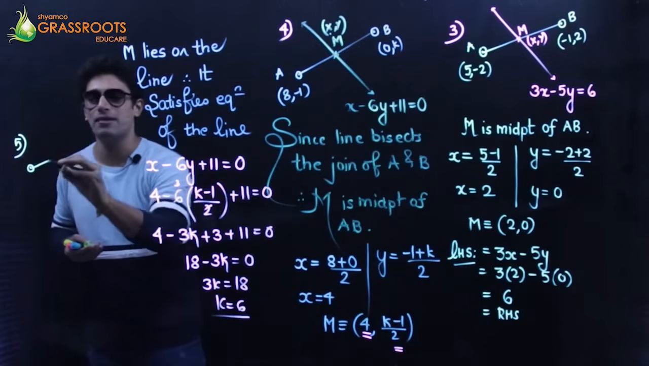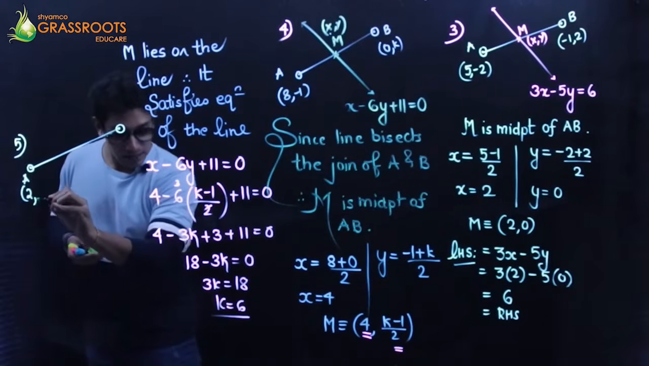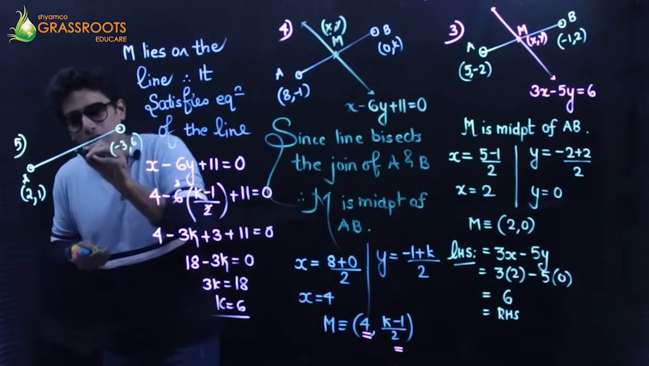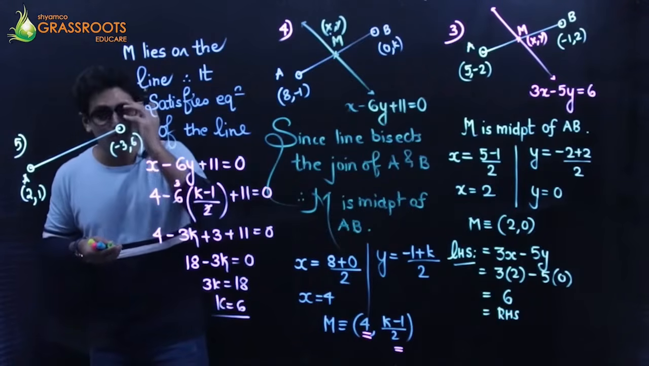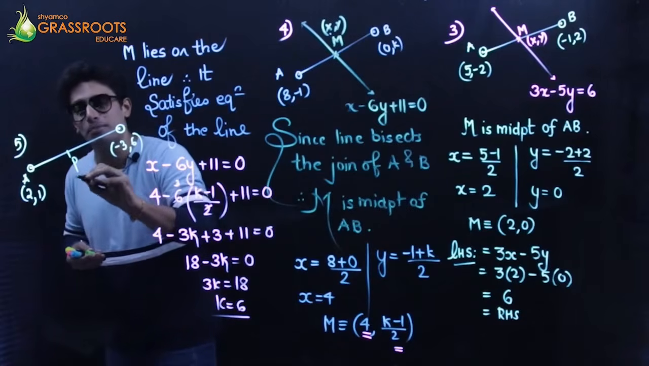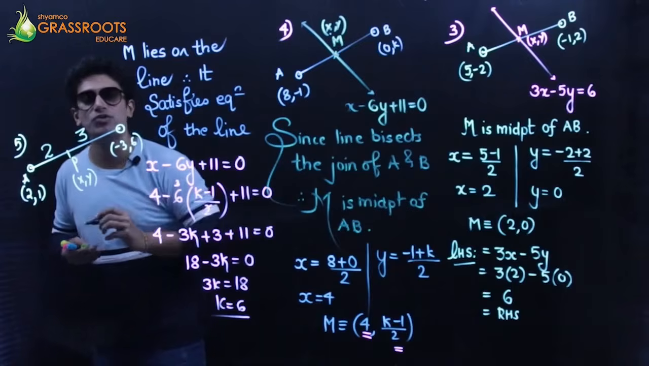Same type of a diagram. One of them is A (2, 1) and the other is (-3, 6). Now there is a point P which divides this join in the ratio 2:3. Let me call this point P (x, y). The ratio of division is 2:3.